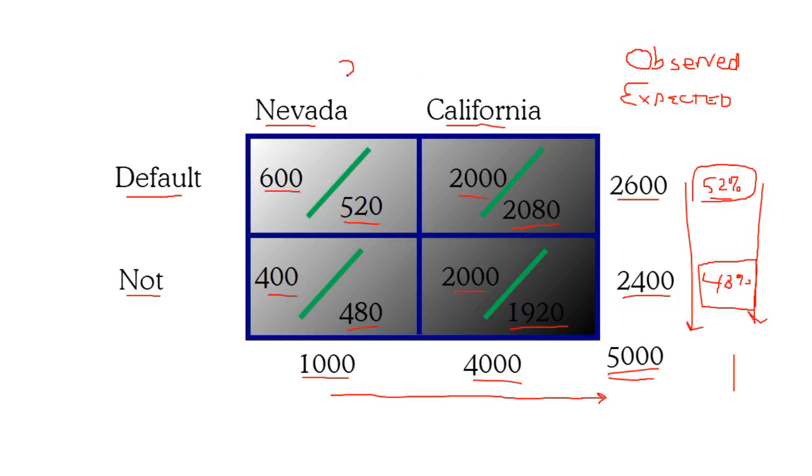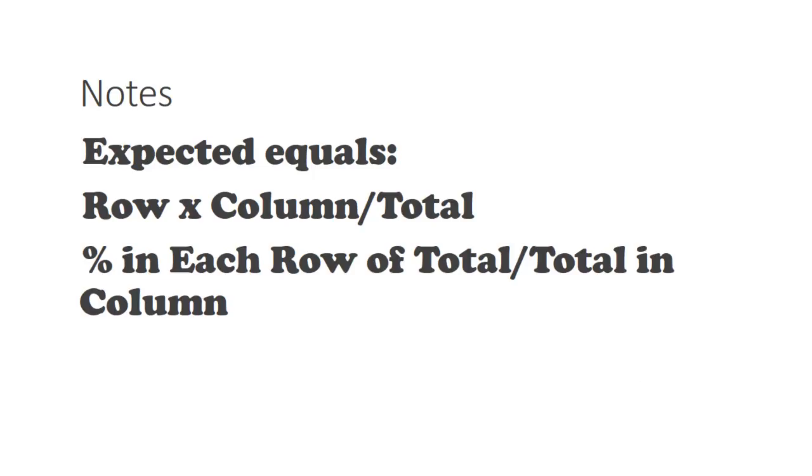But notice now, I have 2 rows, 2 columns, 2 rows. My degrees of freedom is 2 minus 1 times 2 minus 1. And I'm not going to screw up the math this time because that equals 1 degree of freedom. Okay? So again, expected equals the percent in each row of the total divided by the total in the column.